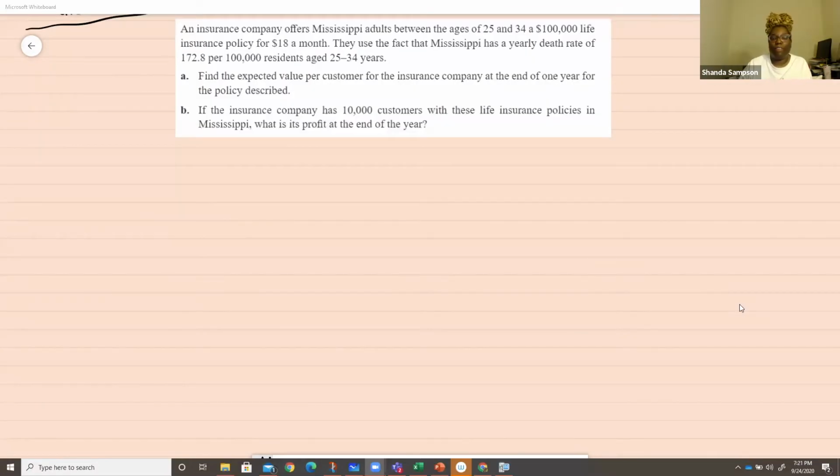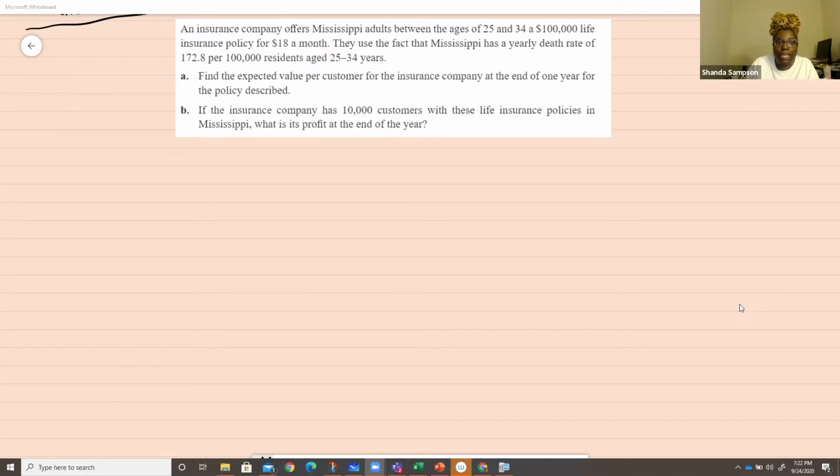Okay, so here's our first example. I love this example. One of my favorite examples is the insurance company example. An insurance company offers Mississippi adults between the ages of 25 and 34 a $100,000 life insurance policy for $18 a month. They use the fact that Mississippi has a yearly death rate of 172.8 per 100,000 residents aged 25 to 34. So let's get started.